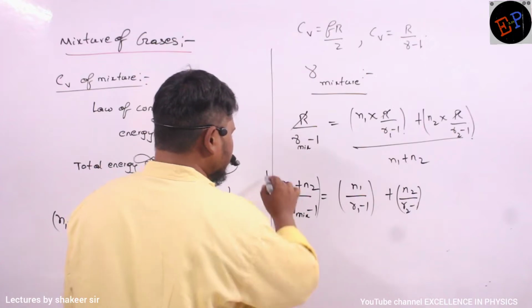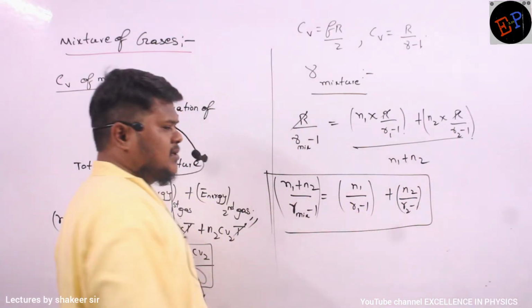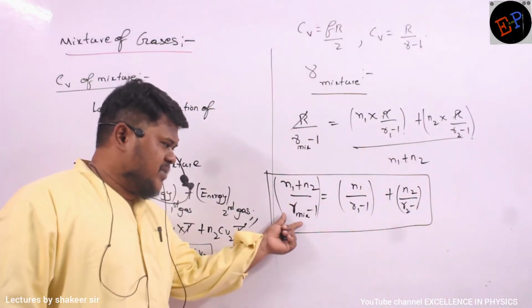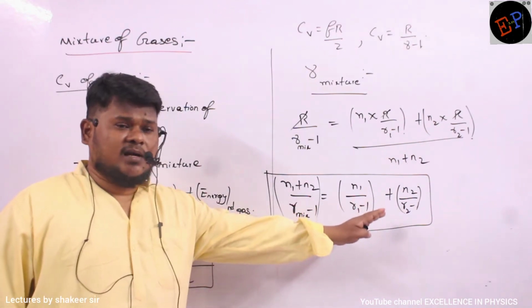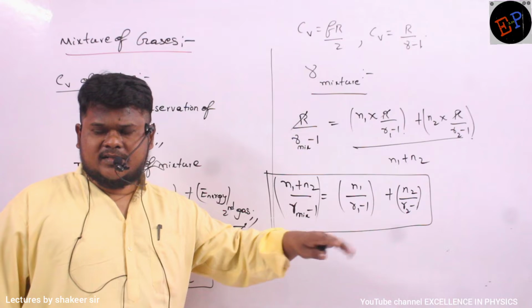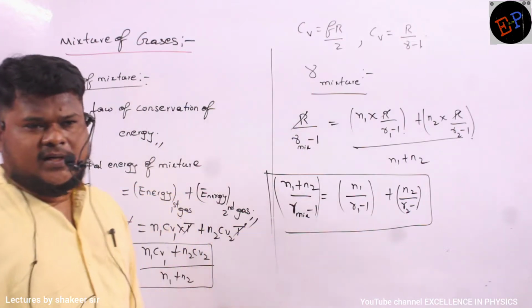Are you able to understand? So this is the total equation by which I can calculate gamma of the mixture of gases. And this equation you can use for any number of gases: 2 gases, 3 gases, 4 gases, for any number of gases.